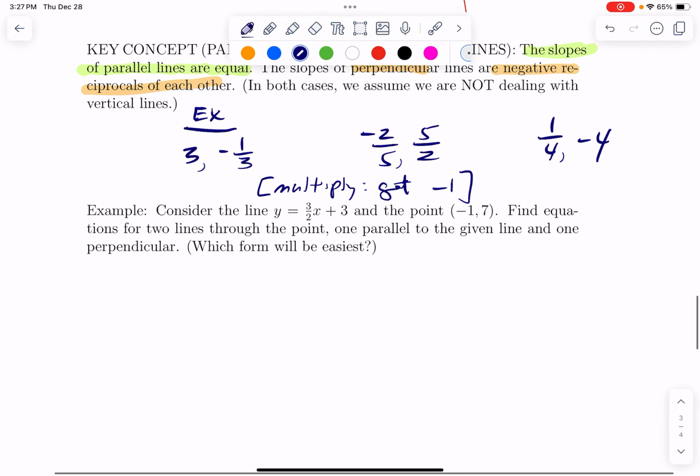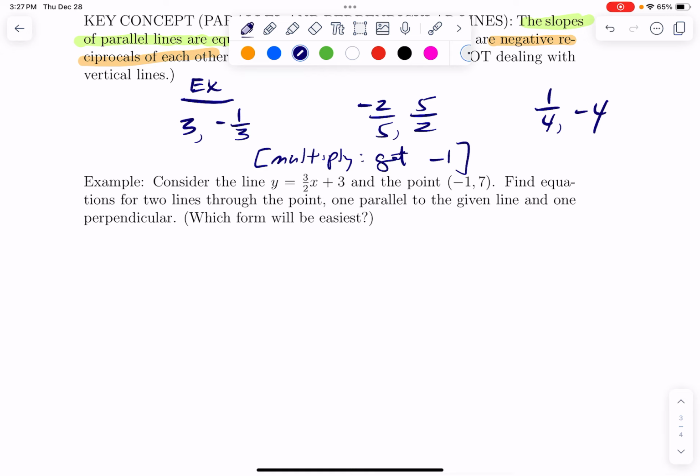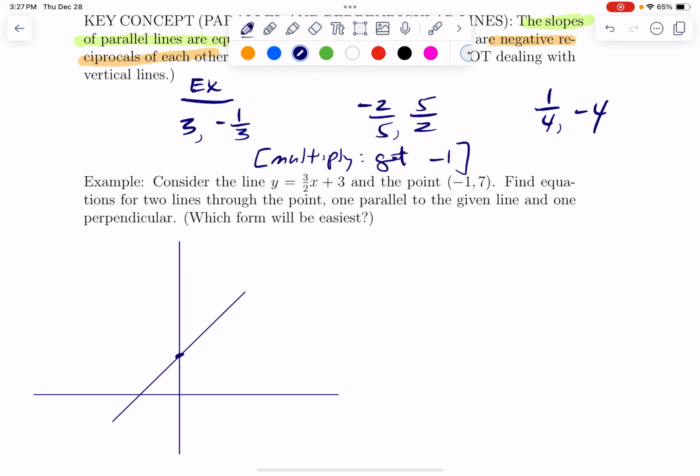So let's do a little example here. Suppose we have the line y = 3/2 x + 3. I'm just going to draw a very rough picture to wrap my head around this. It has a y-intercept of 3 and a slope of 3/2, which means it's a little bit on the steep side compared to average, but not super duper steep. And then I have the point here, (-1, 7).